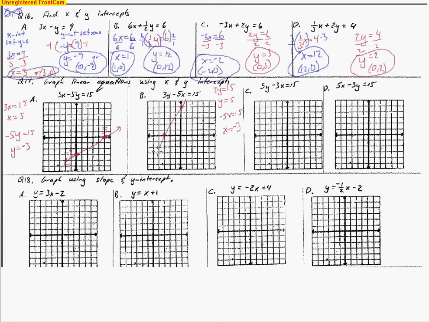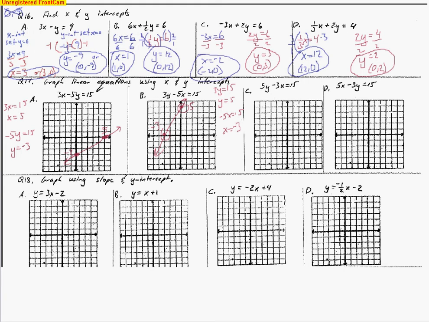So again, what you're going to see is a graph. You're going to have to match the graph to the equation. So you're just going to figure out what these intercepts are. So this one's y is 5, x is negative 3. And then you just go ahead and see which of the equations has those 2 intercepts.